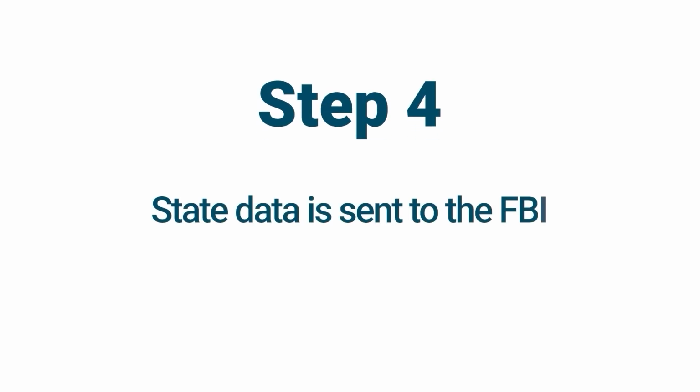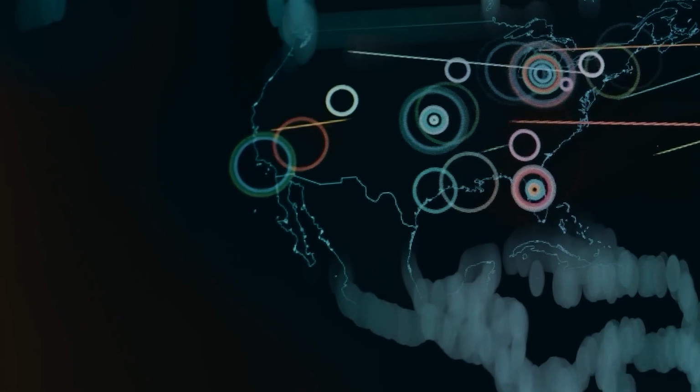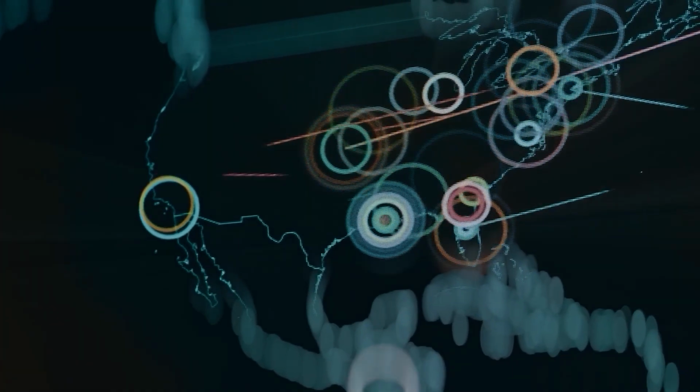And finally, step 4. The state collects data on all of its incidents and sends it to the FBI. The FBI takes all of that information from more than 18,000 agencies nationwide and creates national estimates of how many of each crime type occurred in a given year. These estimates won't be published until several months into the next year.